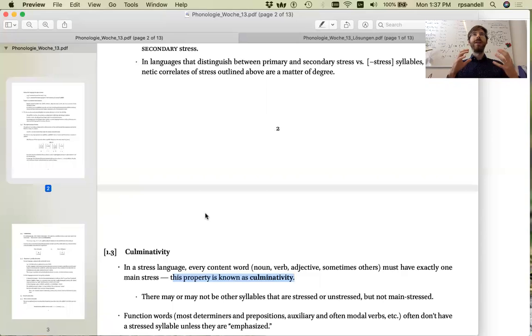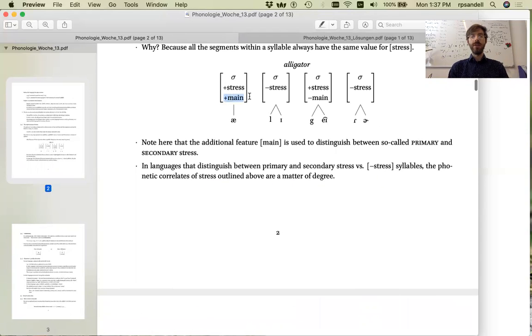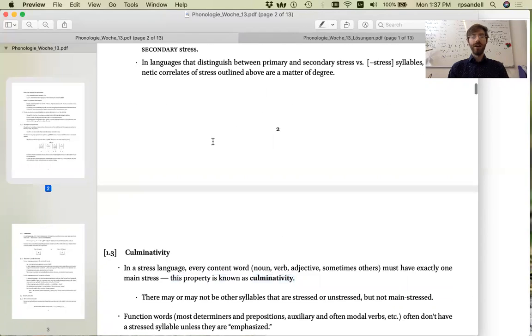So within a word, within a content word of a stress language, there is just one syllable with the main stress, but theoretically, an infinite number of syllables could have a secondary stress, and also an undefined number of syllables can be unstressed.